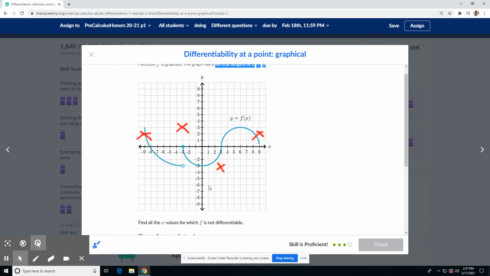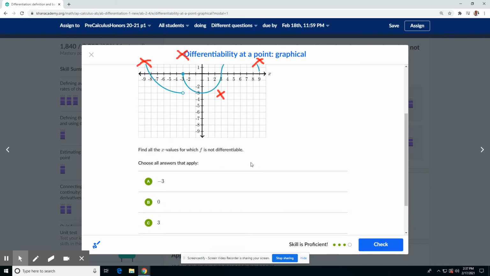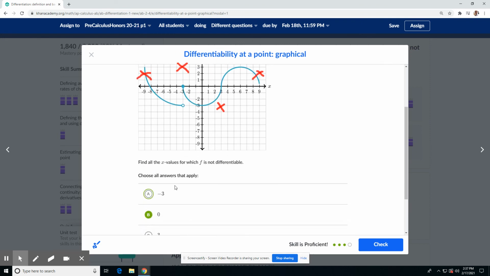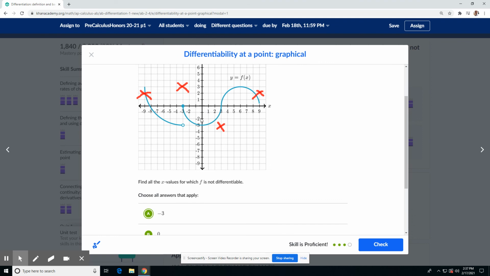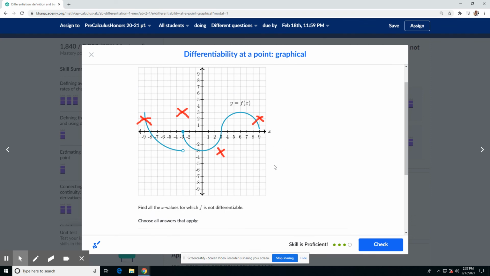Let's see. -3, 0, 3, 6. Nope. So just on these, -3. 0's okay, and 3. So I just got -3 and 3. All right. So it'd have to be defined here at 9 for it to be not allowed. So it's hard to kind of tell with what we kind of see here. But -3 and 3 is what I get here.